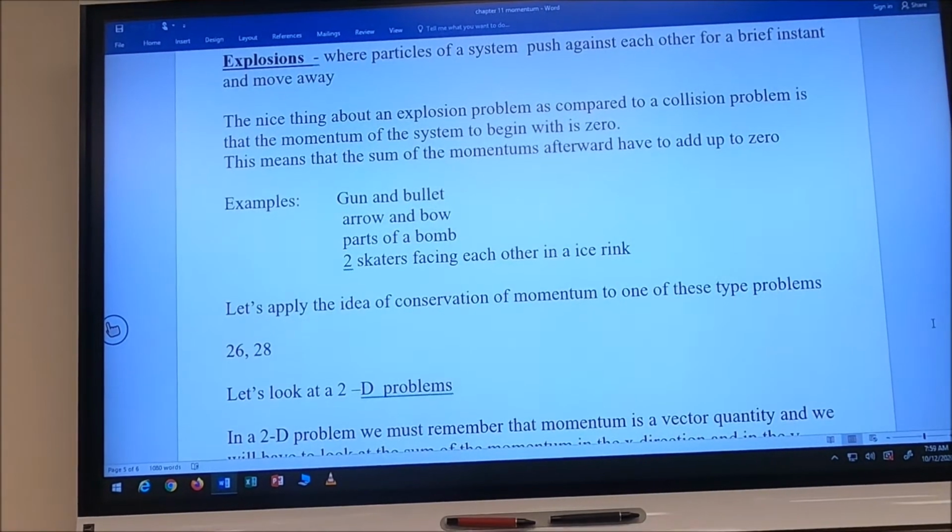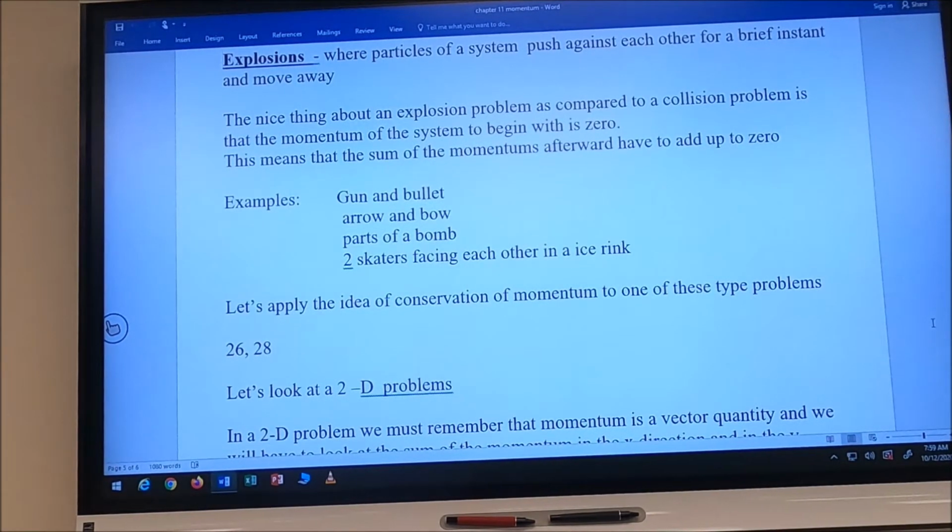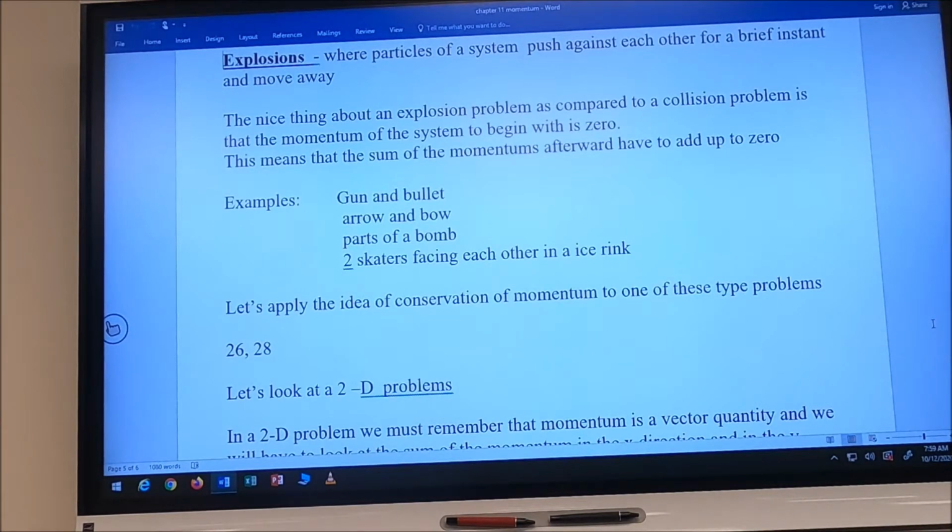Picking up where we left off, we were looking at explosions. Remember, an explosion is when two particles that are initially touching push apart and move away from each other. An explosion could be something like a bullet leaving a gun, a cannonball leaving a cannon, an arrow leaving the bow, two people pushing against each other, or the parts of a bomb moving apart.